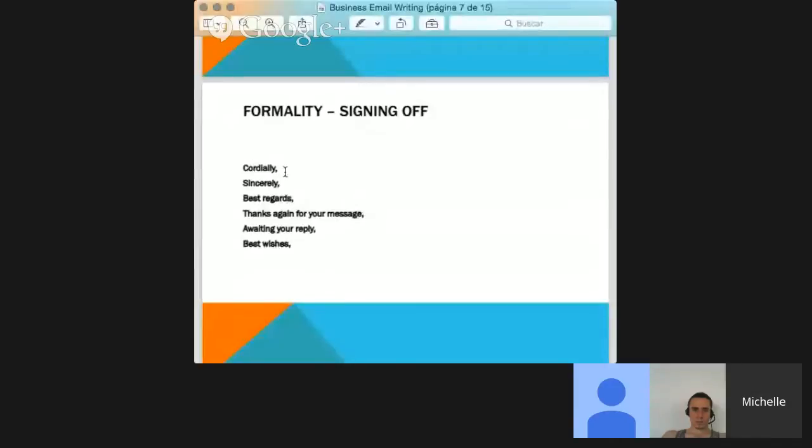Okay, so those are good ways to end an email. This is in the body of the text. So now we're going to go through a few ways to sign off, right? So to actually put your name. So after you say things like awaiting for your response, I hope this finds you well, you're going to want to say things like cordially, sincerely, best regards, thanks again for your message, awaiting your reply, best wishes.